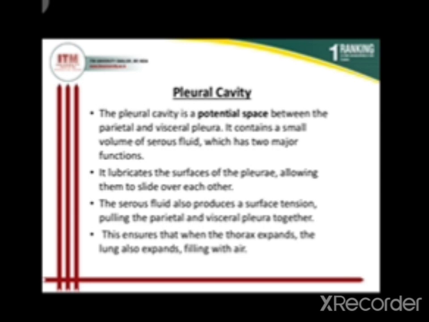So basically it's a potential space between the parietal and the visceral pleura, and it contains a small amount of fluid called the serous fluid, which has two major functions. It lubricates the surface of the pleura, allowing them to slide over each other in deep inspiration and all. And the serous fluid also produces surface tension, pulling the parietal and visceral pleura together. This ensures that when the thorax expands, the lung also expands, filling with air. So whenever you go for deep inspiration, the thorax expands and the lung also expands, filling with the air.